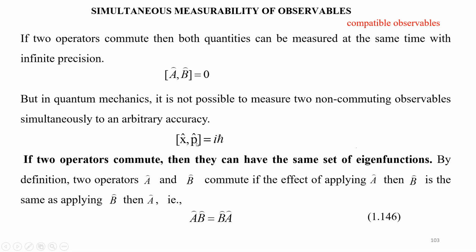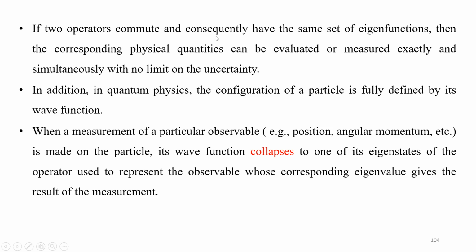Here, x and p are incompatible observables, non-commuting observables, with commutator equal to i h bar. If two operators commute, then they have the same set of eigenfunctions. By definition, two operators A and B commute if the effect of applying A then B is the same as applying B then A. That is, AB equals BA. If two operators commute and consequently have the same set of eigenfunctions, then the corresponding physical quantities can be evaluated or measured exactly and simultaneously with no limit on the uncertainty.